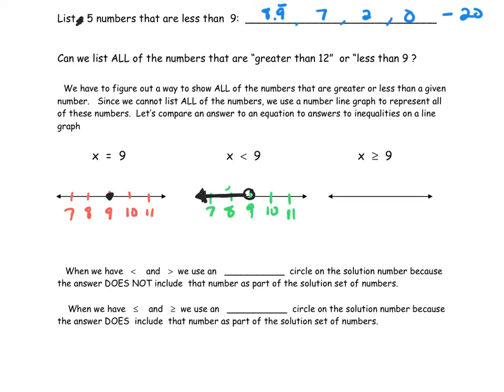I personally choose to darken my arrow. You don't have to. I just like that it makes it a little bit more obvious. Then a great idea would be to check. Let's choose a number from this side. I'm just going to choose 7. I'm going to replace it where the x is.